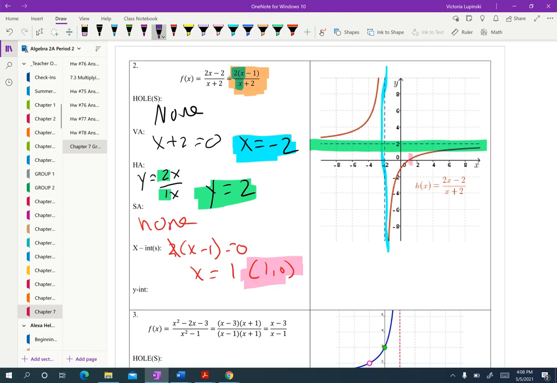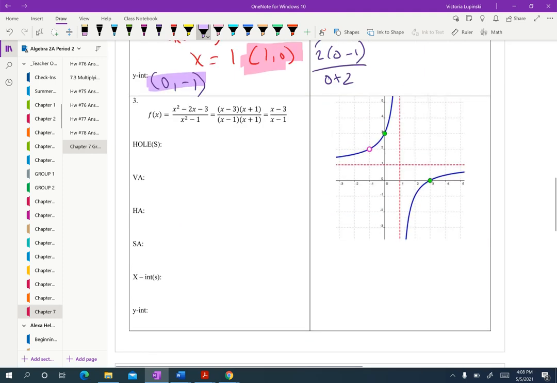Finally, for the y-intercept, remember it has to be (0, something). You're going to put a 0 in for all of the x's. So if you do that, you would get 2 times 0 minus 1 over 0 plus 2. That's going to give you 2 times negative 1, which is negative 2, divided by 2, which gives you negative 1. And hopefully that is where the graph appears to cross the y-axis, which I would hope that you agree that it does.